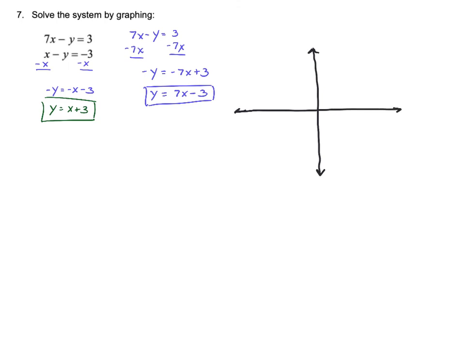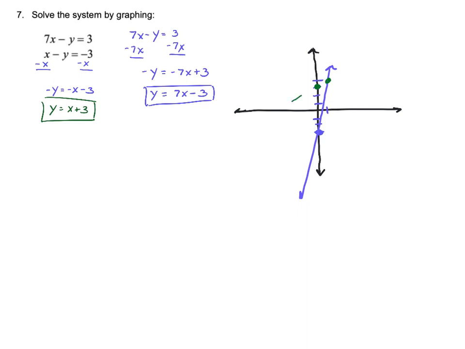So let's do the purple one here first. Y-intercept down 3, slope 7. So 1, 2, 3, 4, 5, 6, 7. I'm just counting up 7 units and over 1. So we'll draw him in the best we can. Right about like that. Let's hope the other one comes out nice. Next one, y-intercept is 3. 1, 2, 3. So y-intercept is 3. His slope is 1, so he goes up 1, over 1.